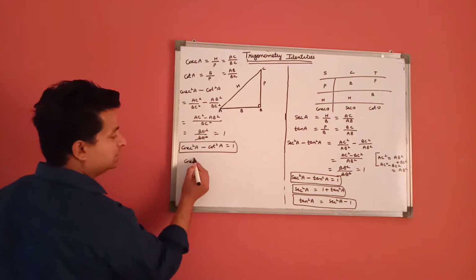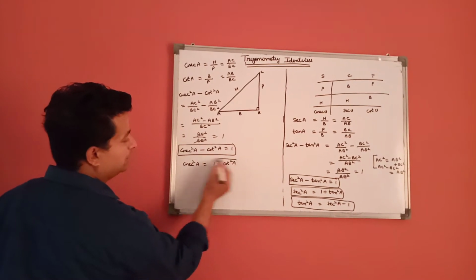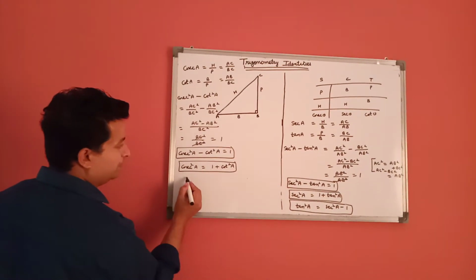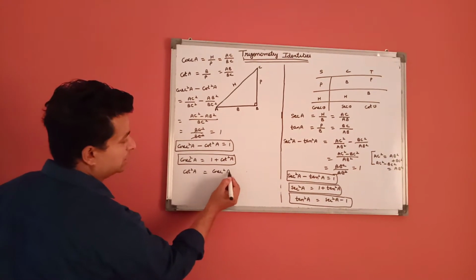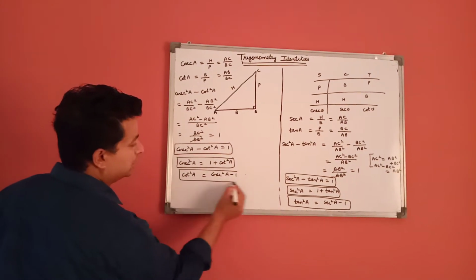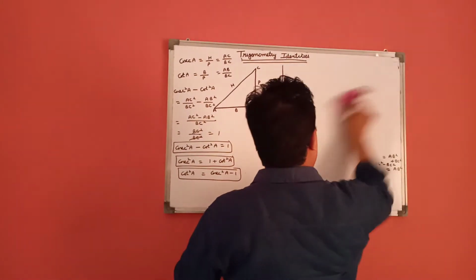If in this relation we find cosecant square A, it is equal to 1 plus cot square A. This is the 8th relation. And cot square A equal to cosecant square A minus 1. This is the 9th relation. These are the 9 trigonometric relations.